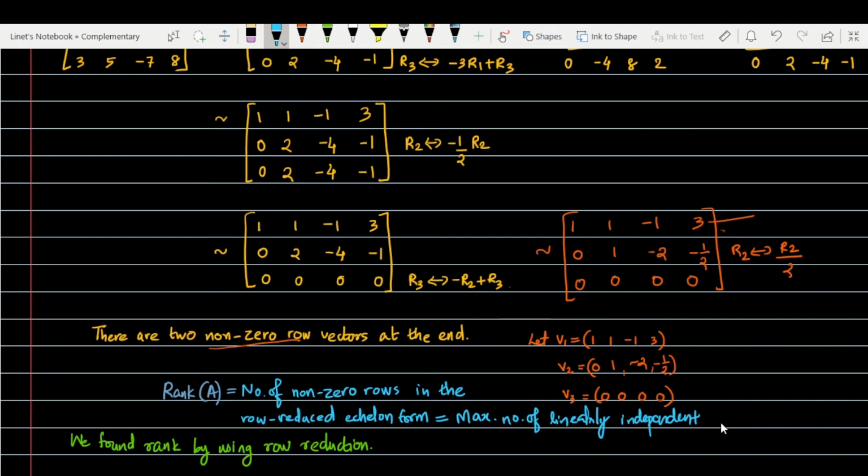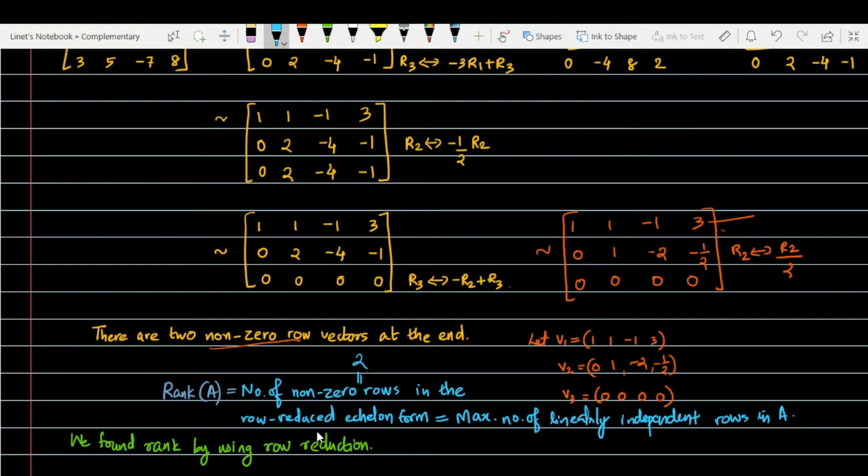So how do you calculate the rank of A? You know that the definition of rank of A is nothing but the maximum number of linearly independent rows in A. That can be calculated from the row reduced echelon form as the number of non-zero rows in the row reduced echelon form. And here that is nothing but 2, right? Here you have 2 non-zero rows. So this is how we find rank by using row reduced echelon form.